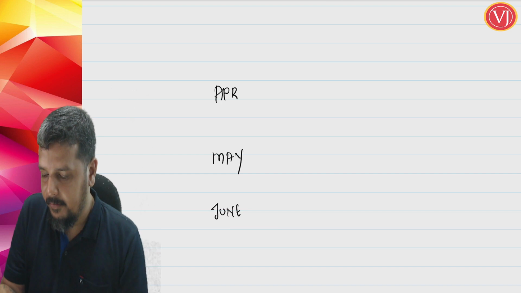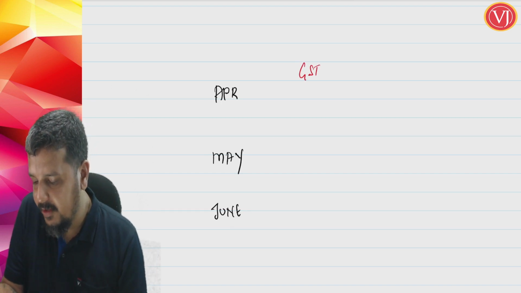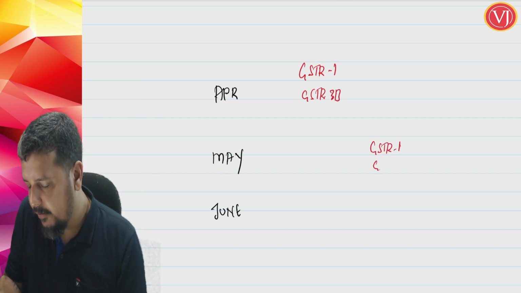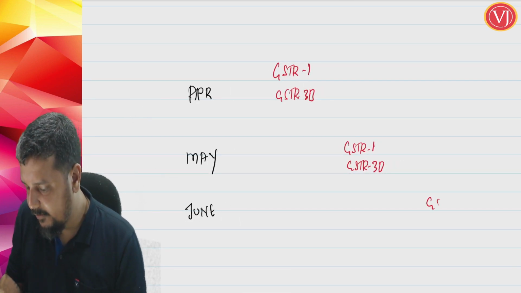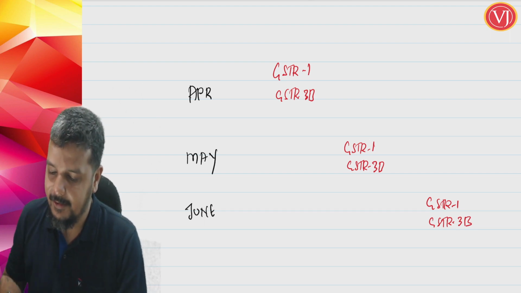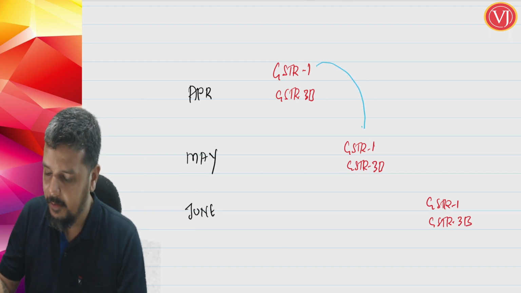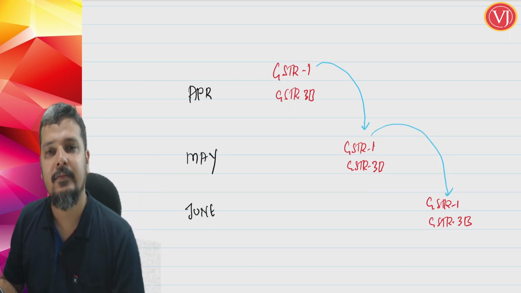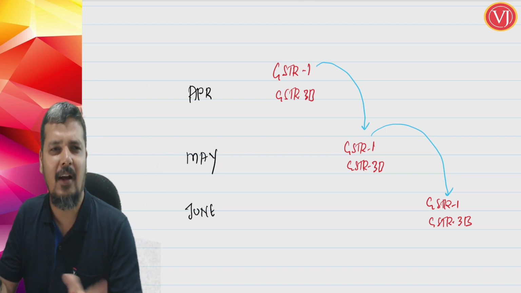So here you have April month's GSTR 1, GSTR 3B, May month's GSTR 1, GSTR 3B, and June month's GSTR 1, GSTR 3B. Now first, how they add to the complication. First they tell that you file April month's GSTR 1, only then May will open. You file May month's GSTR 1, only then June will open. Okay, fair enough.